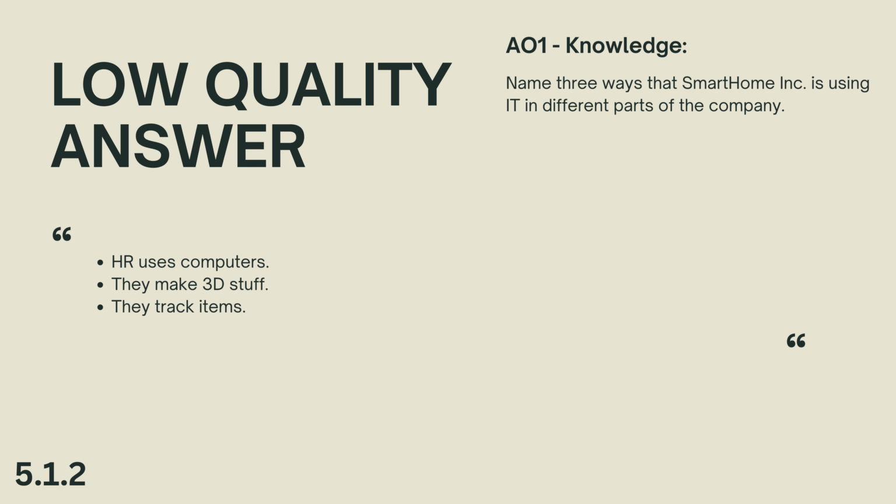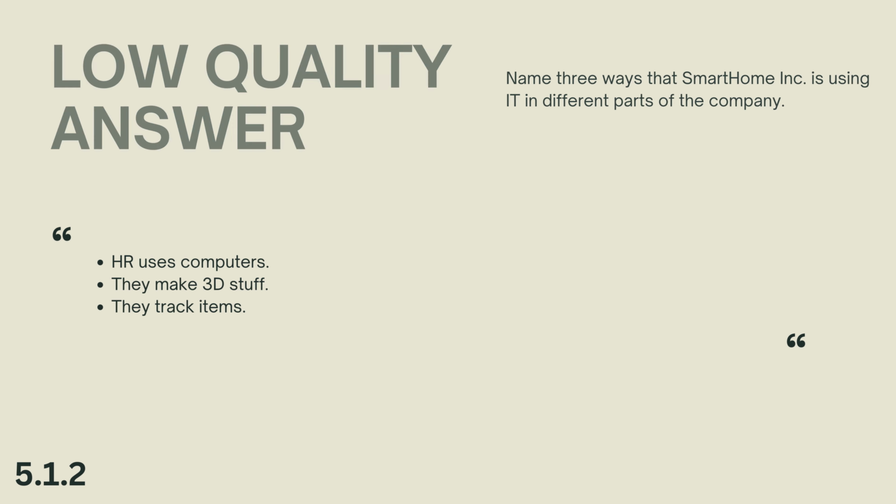HR uses computers. They make 3D stuff. They track items. While this answer does touch on the 3 different areas of the company, it lacks specificity and detail. It doesn't clearly explain how IT is being used in each area. This kind of vague response would likely only receive 1 out of 3 marks for the first part only.